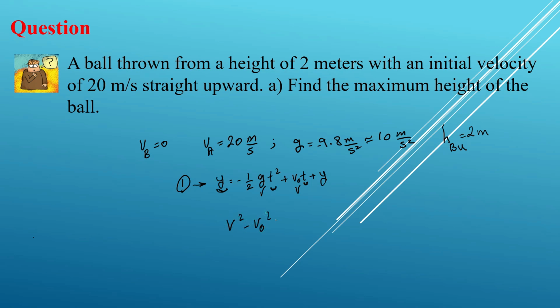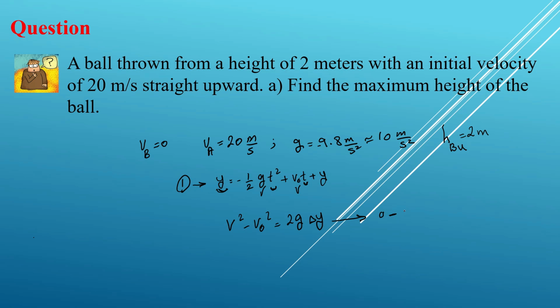So this equation, which is time independent, 2g delta y, right? This is the time independent equation. Now let's solve the problem. So I know my velocity is going to be 0 because it's going to reach the maximum, right?